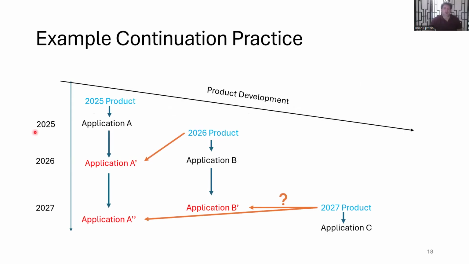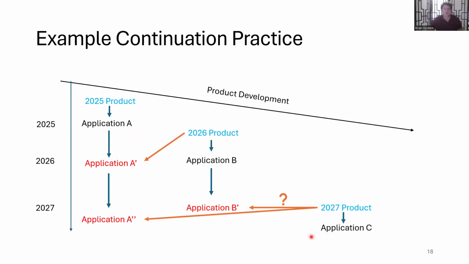So in this figure, we've got our timeline on the left side. We see 2025, 2026, 2027. We also have this product development timeline. So we've got our 2025 product, our 2026 product, and our 2027 product. Our products are in blue. We've got assorted applications that are filed. These are probably our original Japanese and American design applications. A, B, C. You can see each of these corresponds directly to a product.